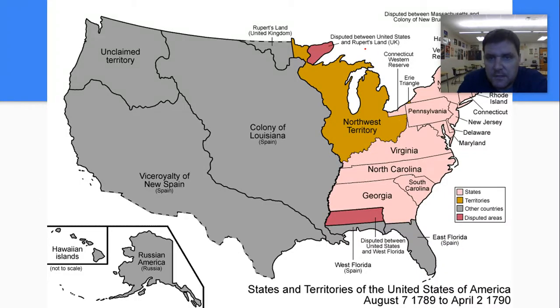Northwest Territory, you can see here, this is what the Northwest Ordinance was helping figure out: how these territories could become states. So Ohio became a state out of it, Indiana, Illinois, Michigan, and then Wisconsin. 5 states were carved out of it.